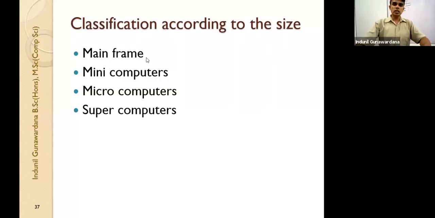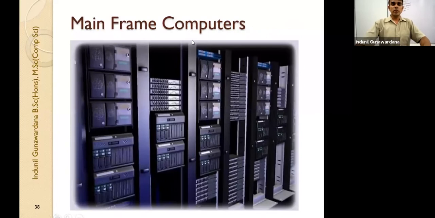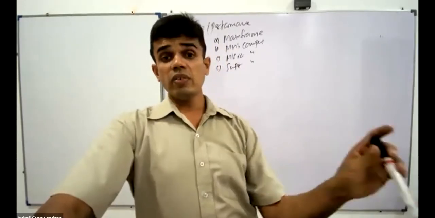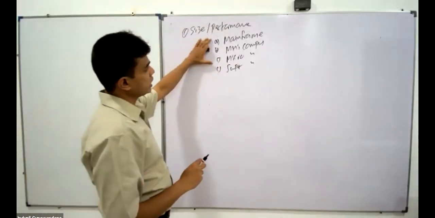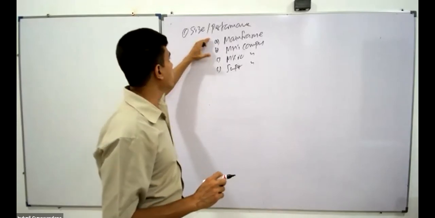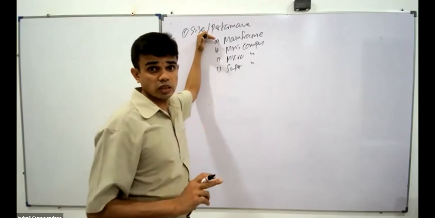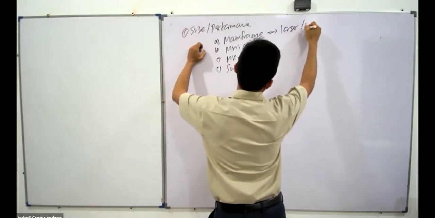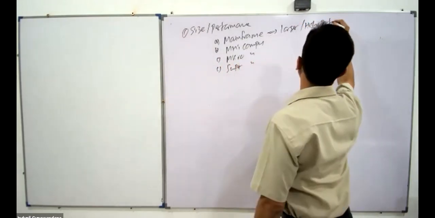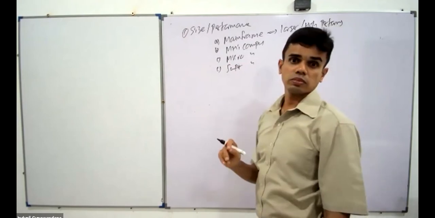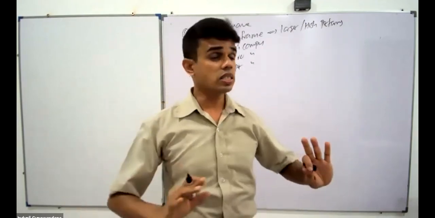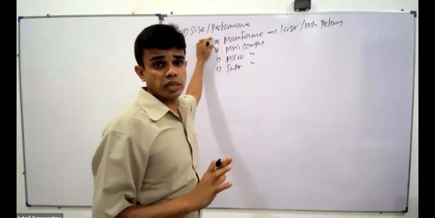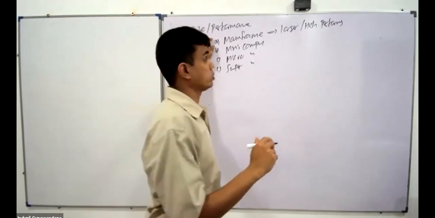According to performance, we have mainframe computers like this. Now these four categories of computers came based on the performance and size of the computer. Mainframe is called the larger, high performing computers. They perform well, very large size computers called mainframe. Mostly they are not used by you and me in our homes. We can't, they are very expensive.